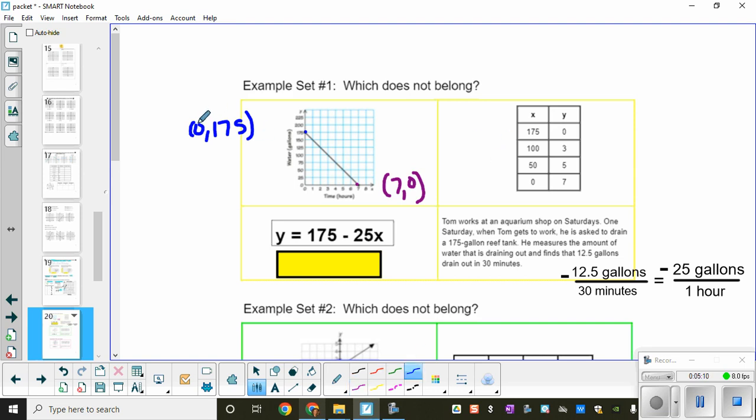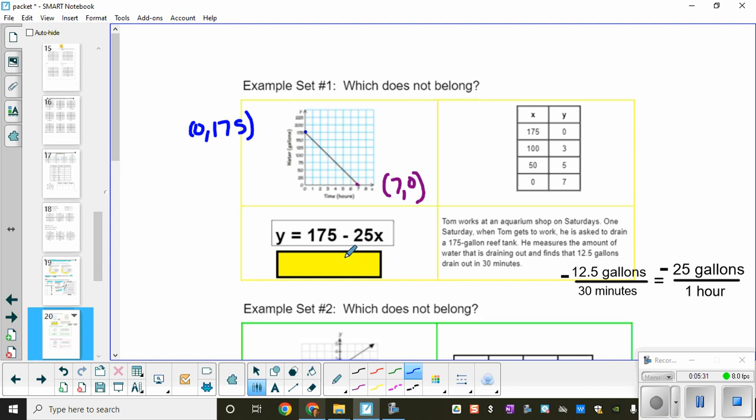Because we're expecting a 0, 175, so that should be a 0 and then a 175. So this does not match up with this. Same thing here for the purple point. Notice that this ordered pair should be 7, 0, and this says 0, 7. So we can see that these two are not matching with each other, okay?